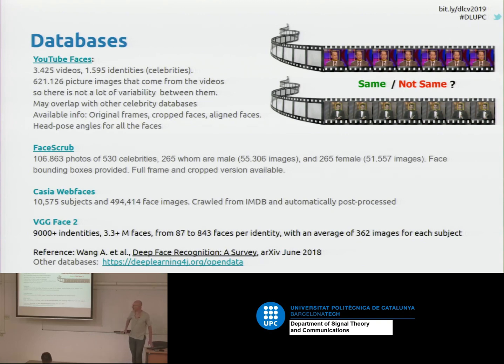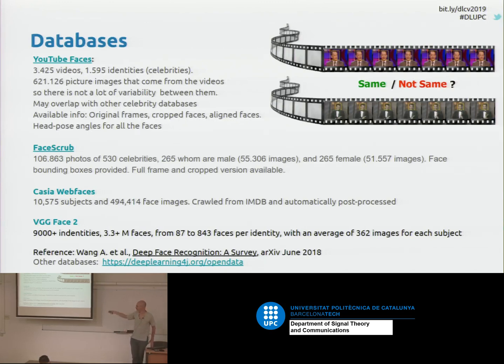The problem with all these databases is that sometimes they are not disjoint, because most of these databases are created from celebrities. And why from celebrities? Because celebrities are easy to mine. Most of these databases are created automatically by mining the internet, and most of them use, for instance, databases such as IMDB, that is a website for films containing information about the actors and so on. So then you can collect images from here, and you know the identity of these persons. Otherwise, you have to supervise and put the identities by hand.